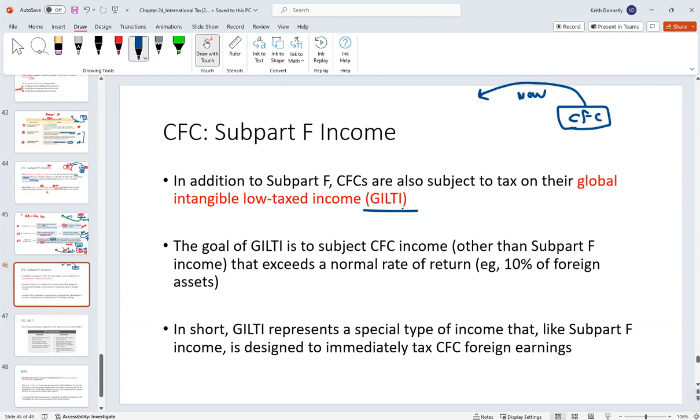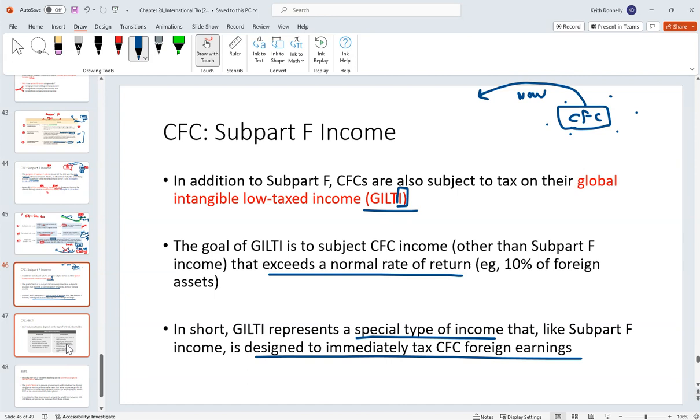The next thing is going to be GILTI. So GILTI is a type of income. It's complex how they calculate it. Essentially, they say, hey, to the extent you, CFC, have GILTI income, we're going to make it taxable now. This is in addition to subpart F, so it kind of follows that framework. The goal of GILTI is to subject CFC income other than subpart F to tax if it exceeds a normal rate of return. The calculation is complex. In short, what you need to know is that GILTI is a special type of income designed to immediately tax the CFC's foreign earnings.